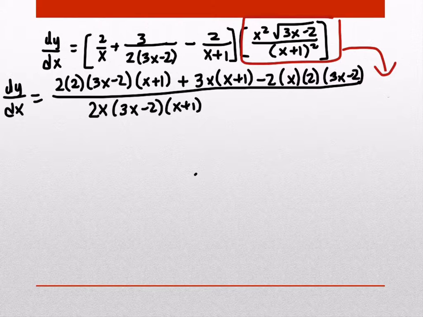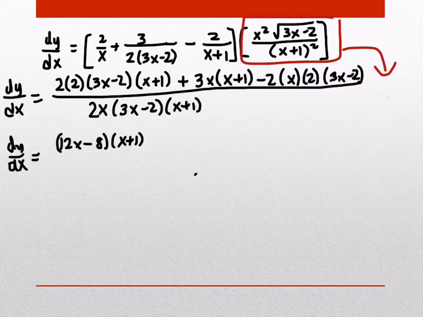Let's clean up what we have and see if we can make it better. All right. Oh my goodness. So we have 2 times 2 is 4, 4 times 3 is 12x minus 8. That should be multiplied by x plus 1. I'll come back to that in a second. I have 3x squared plus 3x minus, and we have 2, 4, 4, so that's minus 12x squared, and then plus 8.